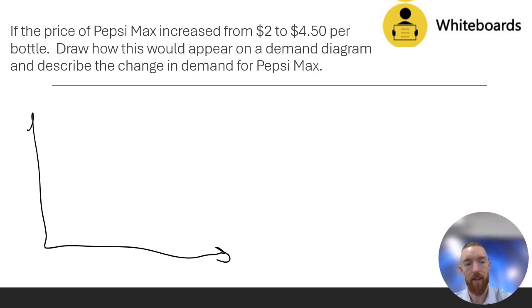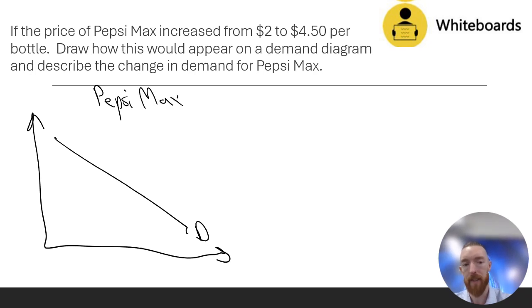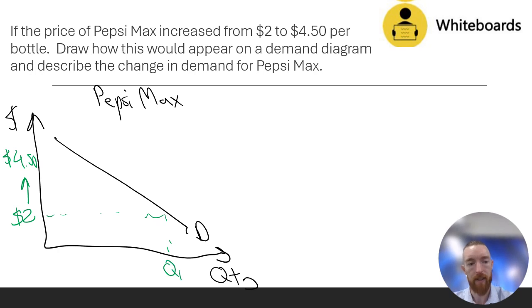But it's going to look something like this. We're going to have our demand curve sloping downwards. We're going to have market for Pepsi Max. Again, no marks for the title, but it sometimes helps. We've got price, we've got quantity, and then we're going to have the two prices that have been told to us. We have increased from $2 to $4.50, and we're going to have to sketch across to see what Q1 is. We're going to sketch across and see what Q2 is. And then what we need to do after that, so we can see that there's been a contraction in demand, we're going to need to describe what has happened there.